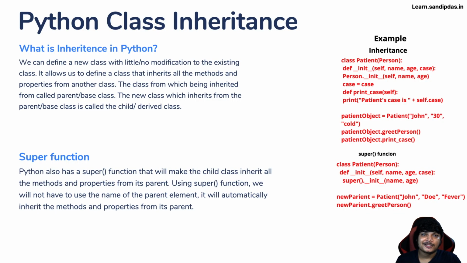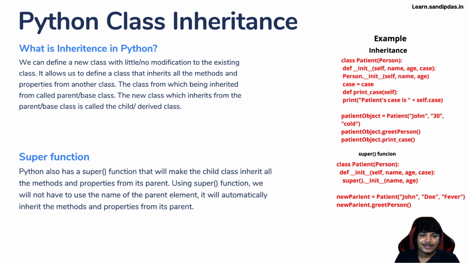Now let's learn about Python class inheritance. So what exactly is inheritance in Python? We can define a new class with little or no modification to an existing class. It allows us to define a class that inherits all the methods and properties from another class. The class from which it is inherited is called a parent or base class, and the class which inherits from the parent or base class is called a child or derived class. Understand this very carefully, because we'll be using these terms a lot next time.